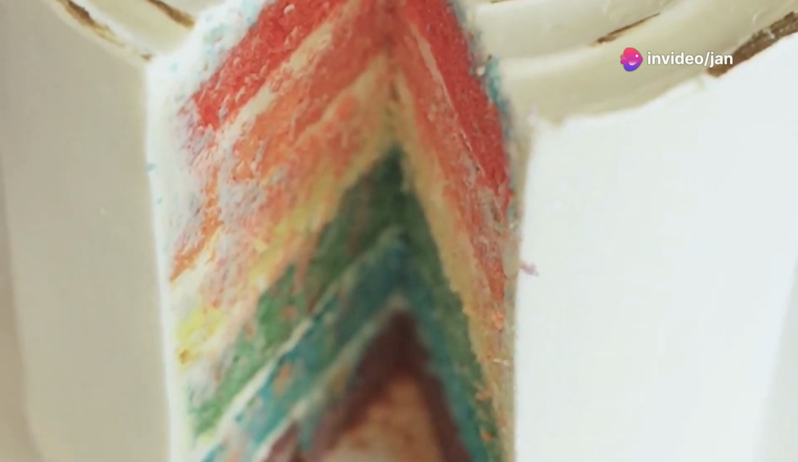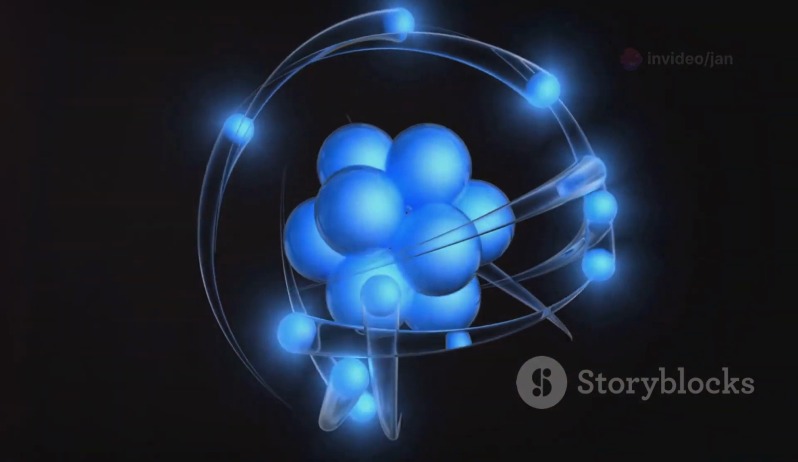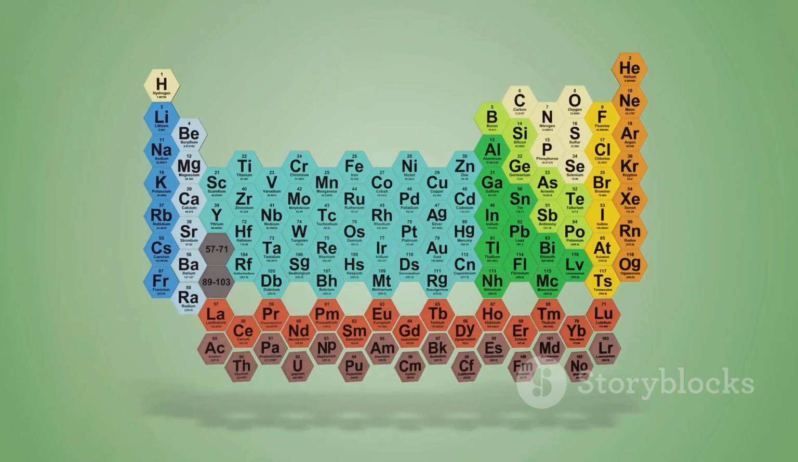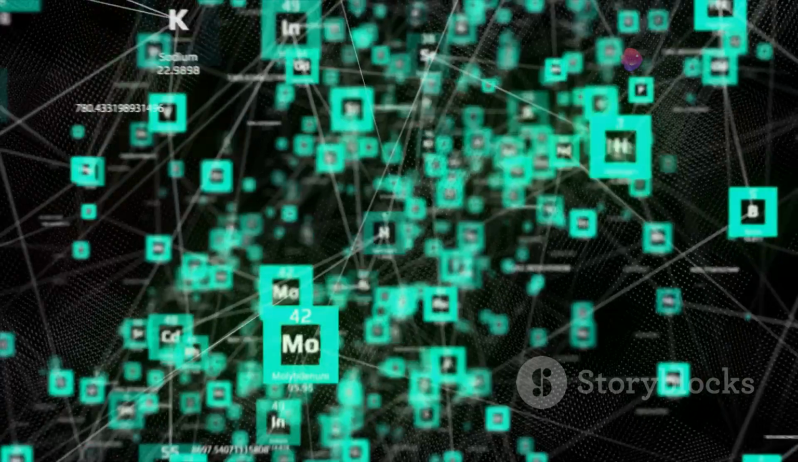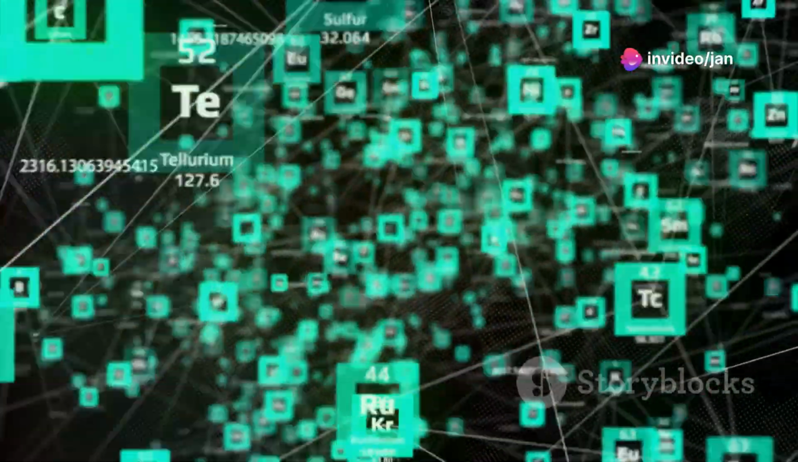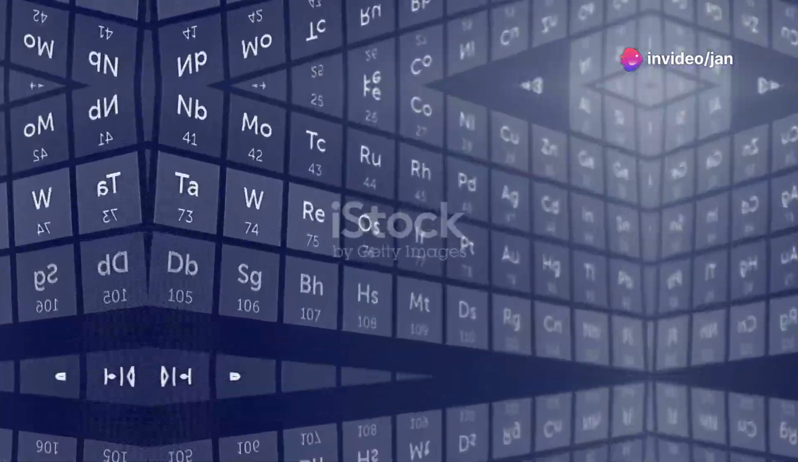Next, electronegativity. Think of it as an atom's desire to hog electrons. As we move across a period, electronegativity increases. Finally, ionization energy. As we move across a period, ionization energy increases.